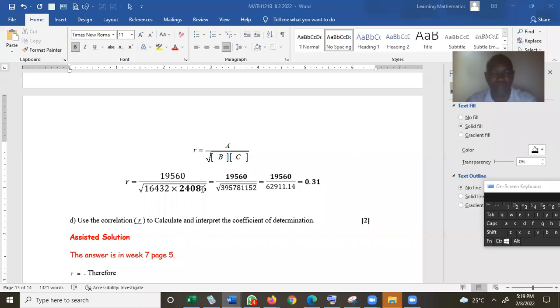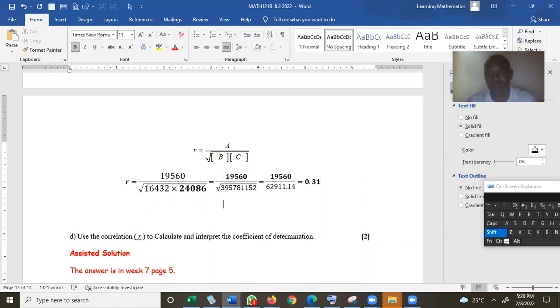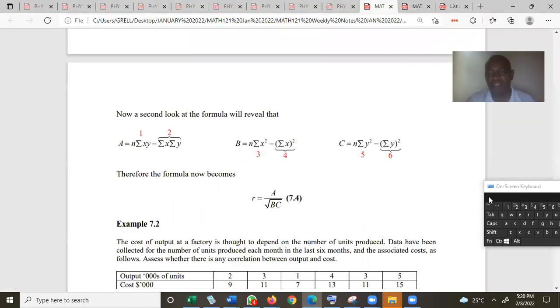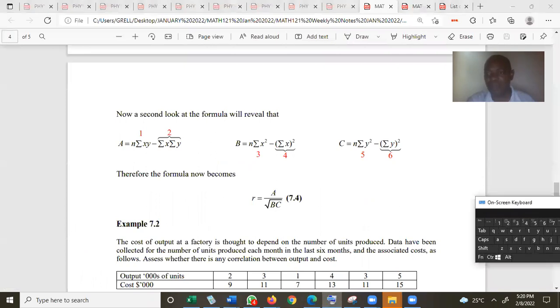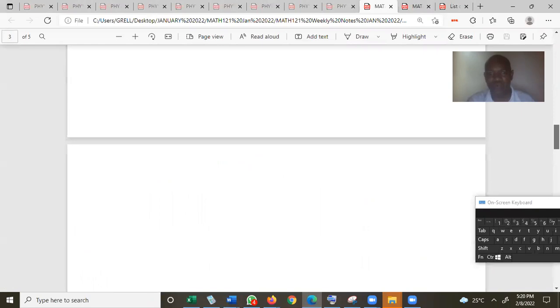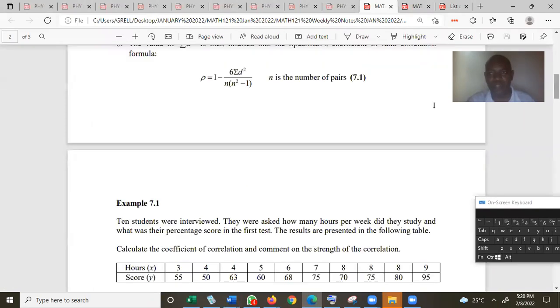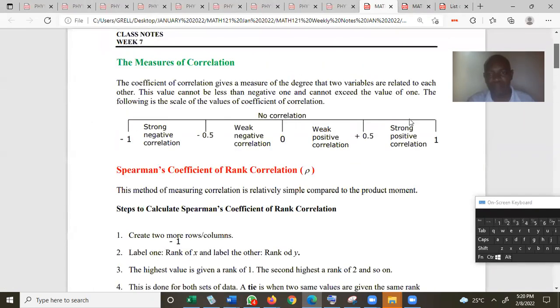So working on R, measuring the correlation between hours of study and score, we get 0.31, which is a weak positive. It's a weak positive correlation because according to the scale, if you get a value of correlation, be it Pearson's or Spearman's, between 0 and positive 0.5, it's a weak positive.